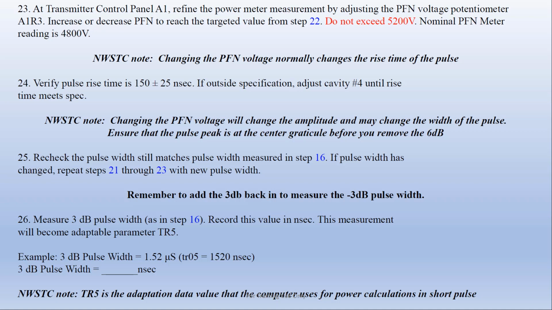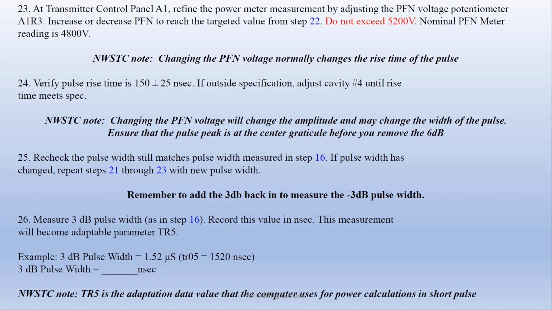And in step 25, they're having you recheck your pulse width to make sure it still measures what you did in step 16. If the pulse width is changed, you need to repeat steps 21 through 23. It sounds like something that could get into a vicious loop. It's not that bad. You may need to come around this loop once or twice, maybe 3 times, to get everything in balance.